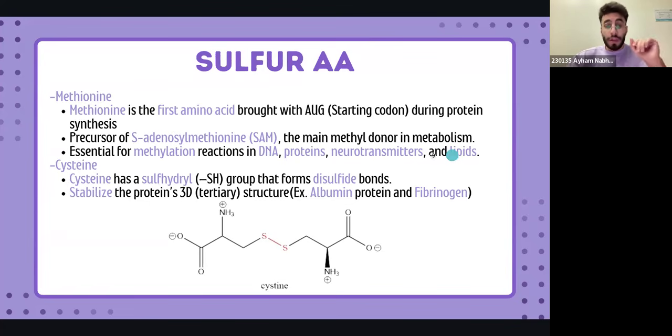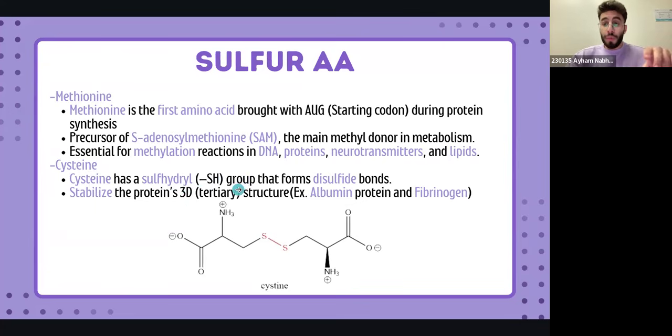Okay, that's it. For cysteine, which is the second sulfur-containing amino acid, it has a very important characteristic which is found only in cysteine, which is the sulfhydryl group, or SH.